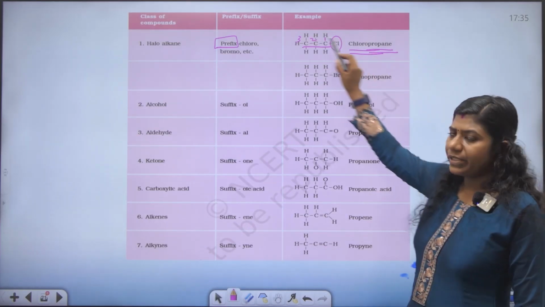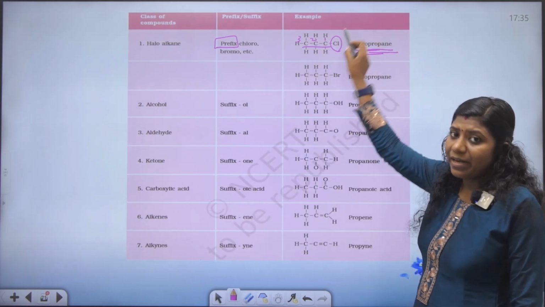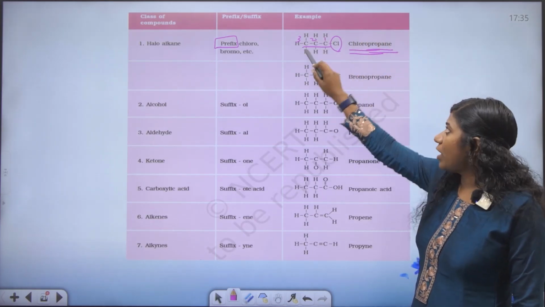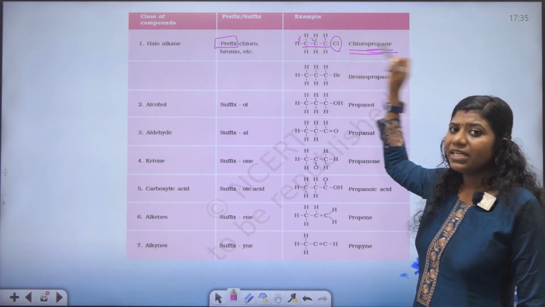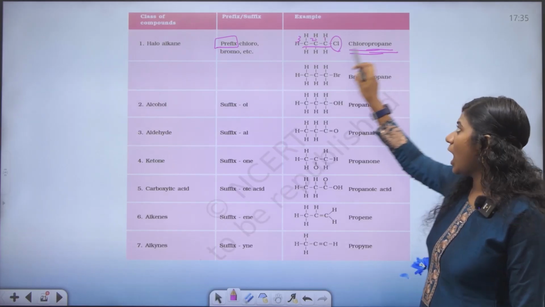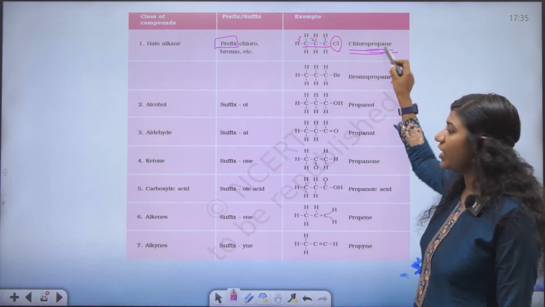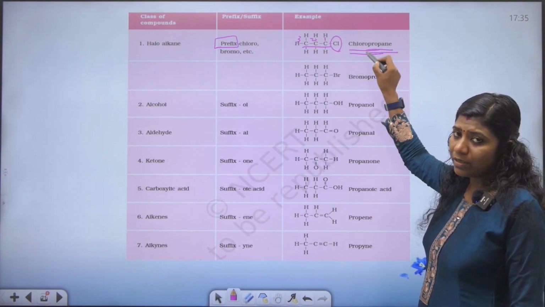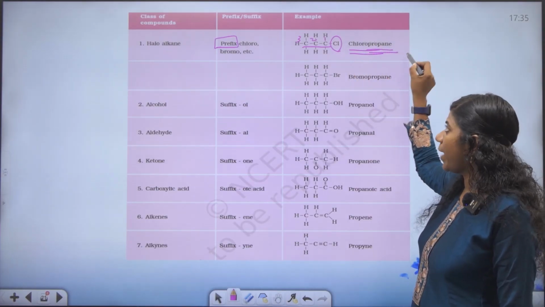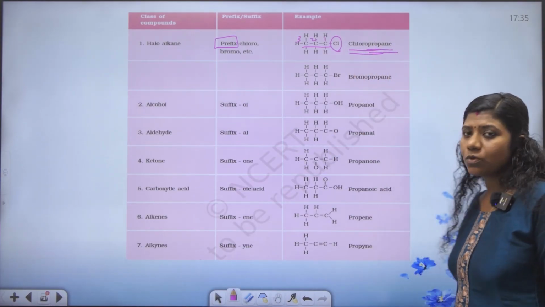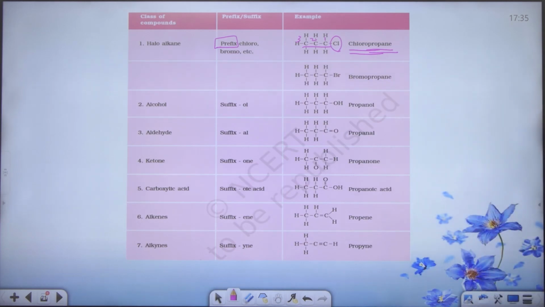Find the longest carbon chain and number it. Here the total number of carbon atoms is 3. 3 stands for prop, and all carbon-carbon bonds are single bonds, so the name ends with ane. The name of this compound is propane. The functional group is chlorine, which is normally used as a prefix, chloro. So the name of the compound is chloropropane.